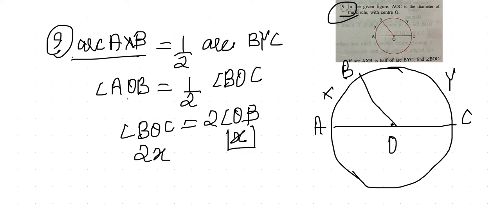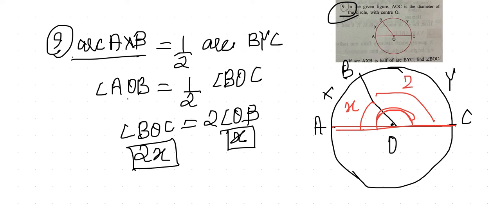So what you will be writing, X plus 2X will be equal to 180. And why 180, children? Because clearly they have given that this is the diameter, and if this is the diameter, this total is equal to 180, or you can be writing that these two are forming a linear pair. So this is X and this is 2X, so you will be writing X plus 2X is equal to 180.